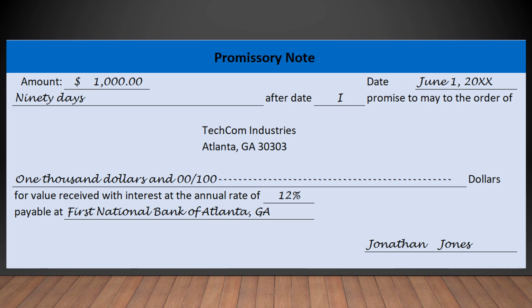Here's an example of a promissory note used when creating a note receivable. Across the top, you see the principal amount along with the date of the note. Right underneath those, we have the duration of the note, 90 days in this case. In other words, this note is due 90 days after June 1st.